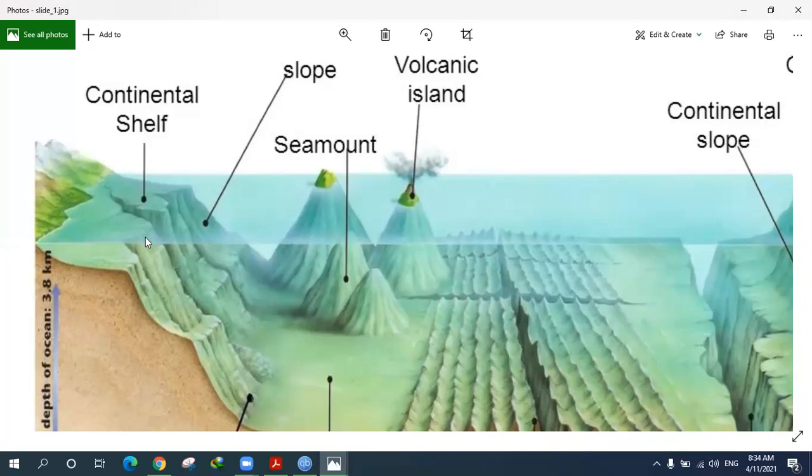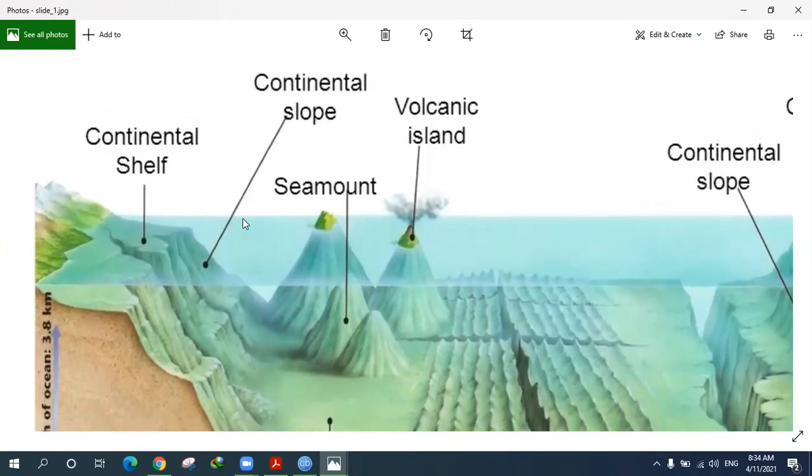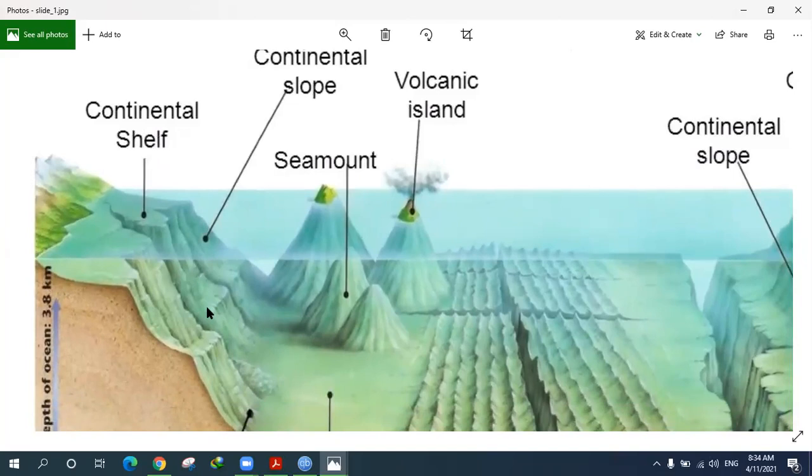Mountains in the water. Yes, that's right. As I said, you can see that difference in the Red Sea. After this, we have a huge slope, a kind of steep hill, which we call the continental slope. This is the next part. So we have the continental shelf and the continental slope.